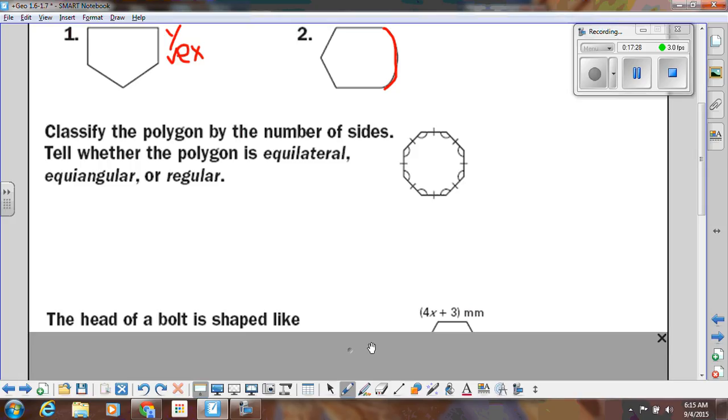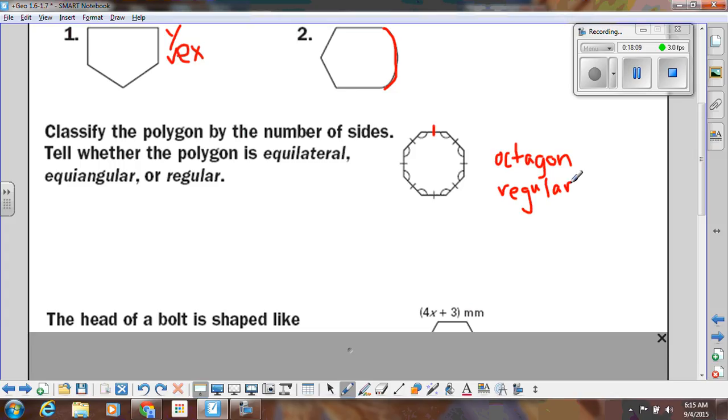is equilateral, equiangular, or regular. So if I start counting here, that's 1, 2, 3, 4, 5, 6, 7, 8. Alright, we got an octagon. And then notice that they have all of their sides marked with tick marks. So that means that it is definitely equilateral. And then all of the angles are marked with arcs, so it's definitely equiangular. So that means it's also regular. So rather than saying both equilateral and equiangular, we say it's regular.